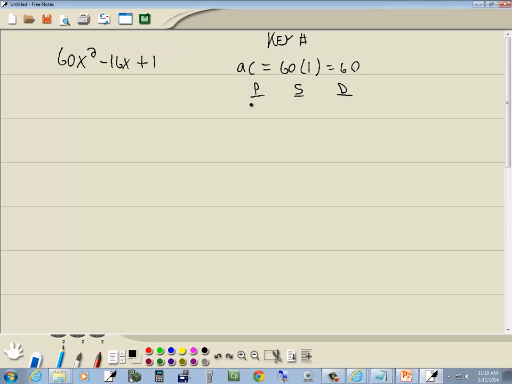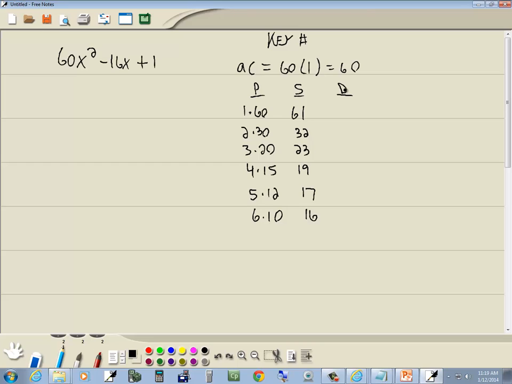P stands for product. We list all products that give us 60. We've got 1 times 60, 2 times 30, 3 times 20, 4 times 15, 5 times 12, 6 times 10. The S column, S for sum. We add these together. 1 plus 60 is 61, 2 plus 30 is 32, 3 plus 20 is 23, 4 plus 15 is 19, 5 plus 12 is 17, 6 plus 10 is 16.